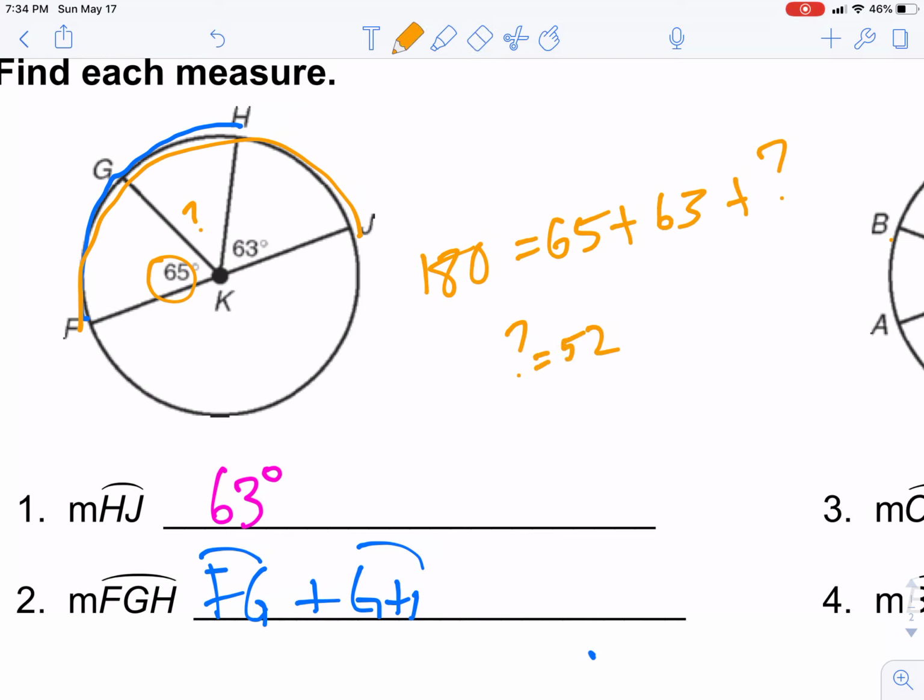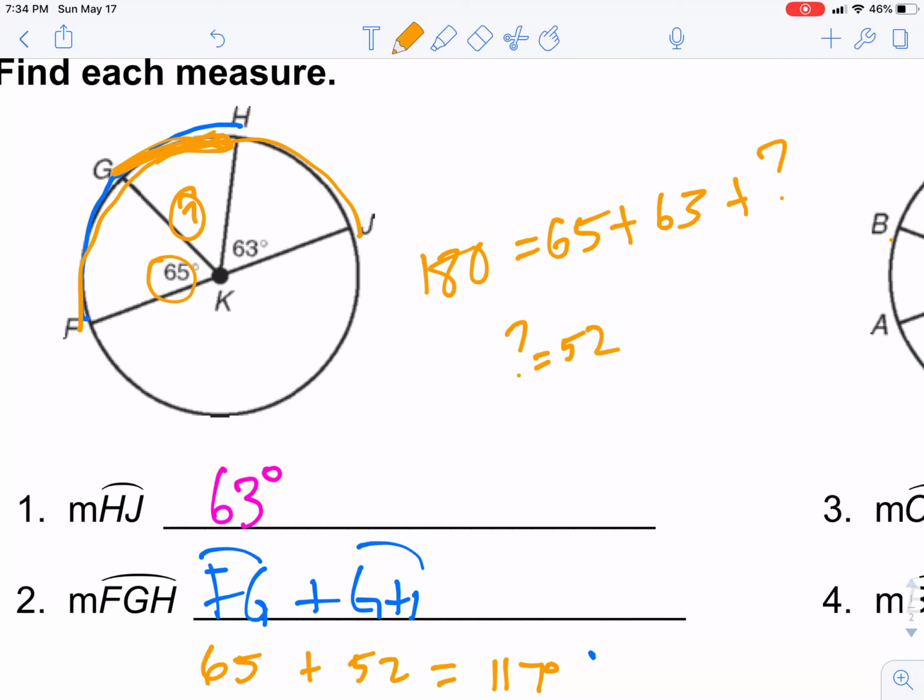Okay, so then FG is 65. G to H we just found, which was question mark, right? Because G to H, central angle is 52. Add those pieces together and you get 117 degrees.